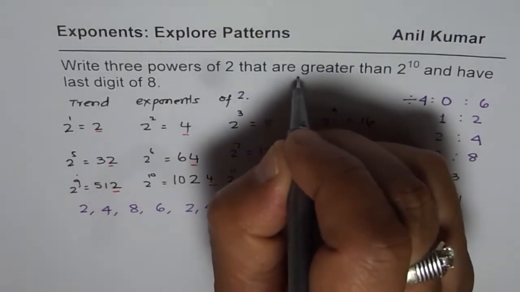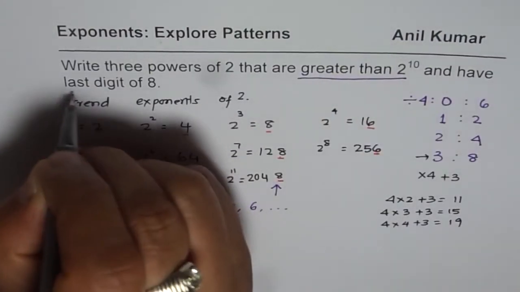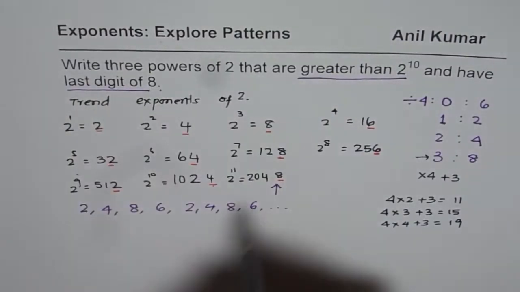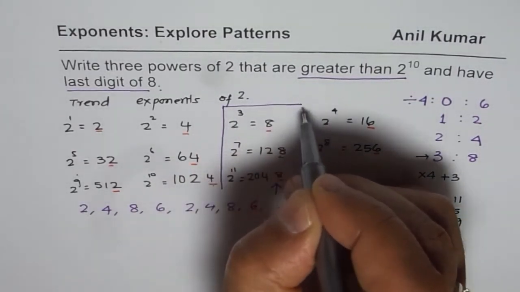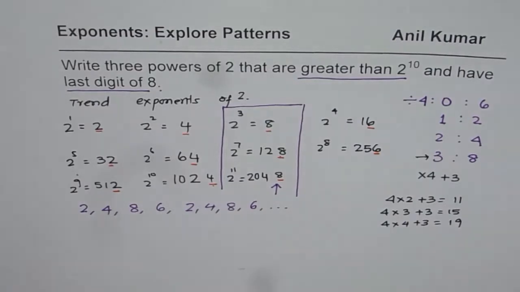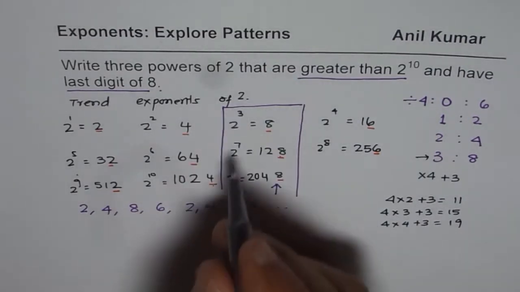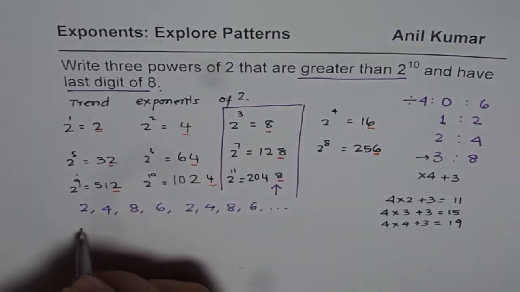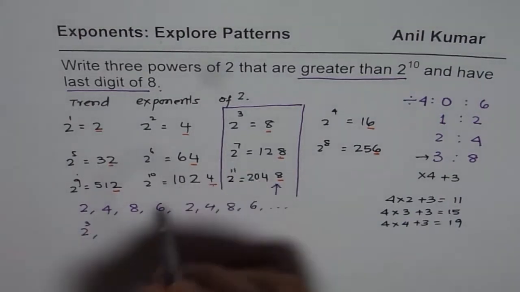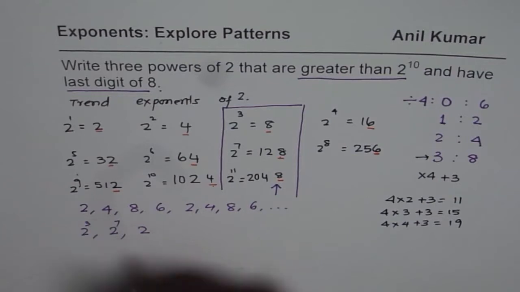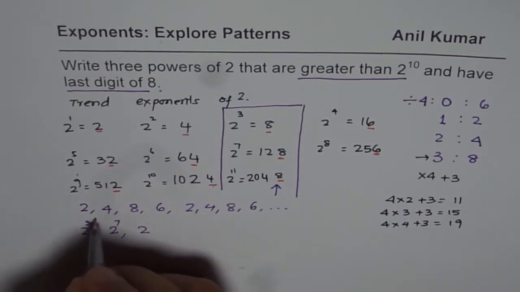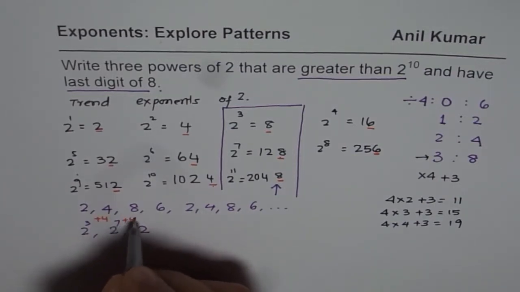So we want greater than 2 to the power of 10 and have last digit as 8. So those numbers are in this group. Do you see that? Those numbers are in this group. So how do we get them? That is the numbers with 2 to the power of 3, 2 to the power of 7. Then keep on adding 4. So just add 4 each time. Do you see that? Add 4.